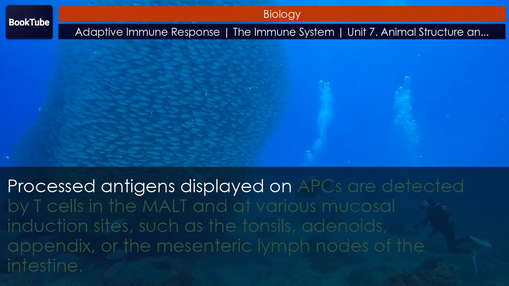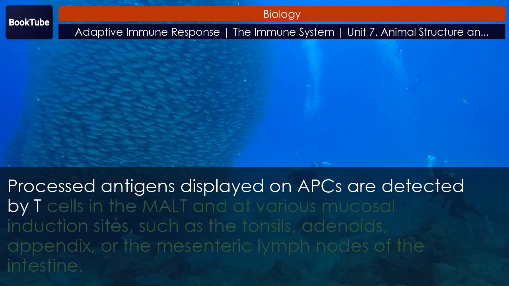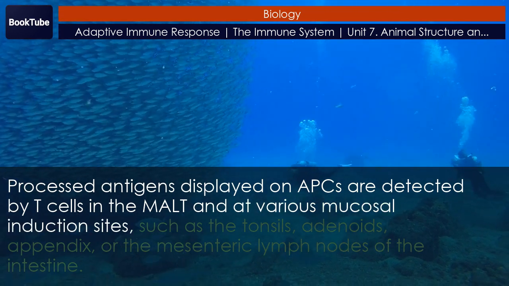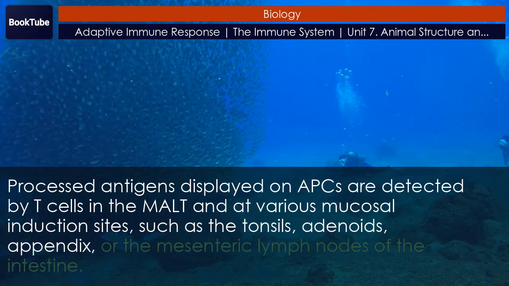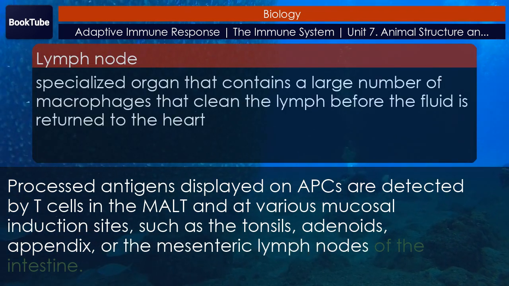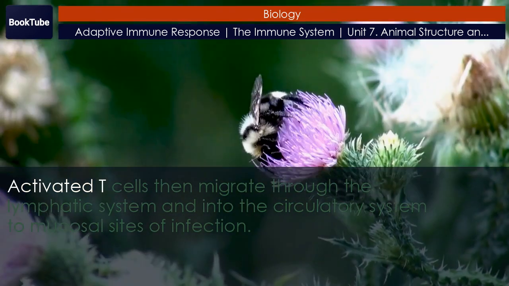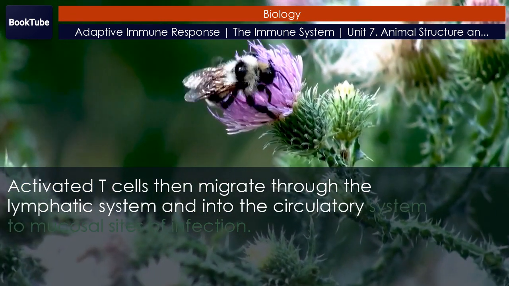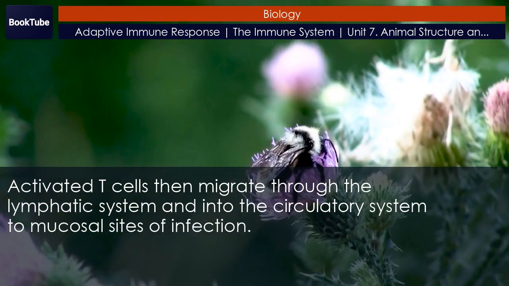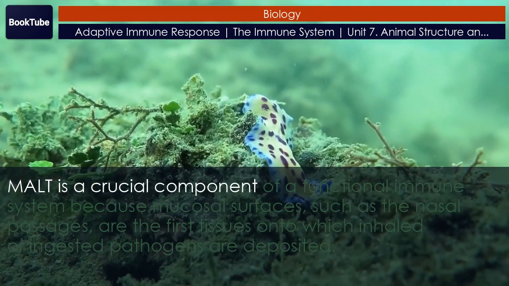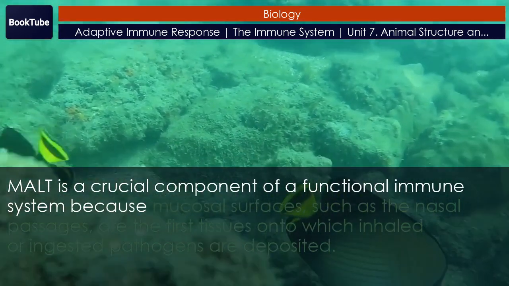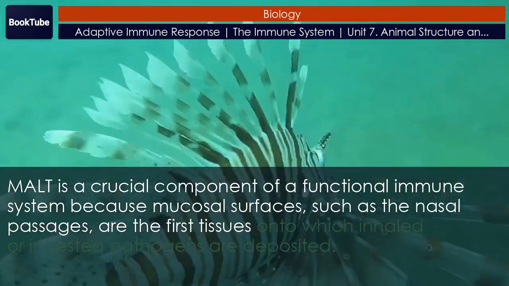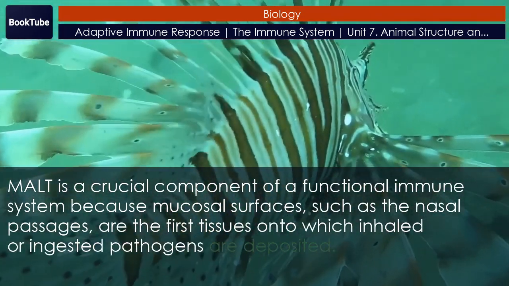Processed antigens displayed on APCs are detected by T cells in the MALT and at various mucosal induction sites, such as the tonsils, adenoids, appendix, or the mesenteric lymph nodes of the intestine. Activated T cells then migrate through the lymphatic system and into the circulatory system to mucosal sites of infection. MALT is a crucial component of a functional immune system because mucosal surfaces, such as the nasal passages, are the first tissues onto which inhaled or ingested pathogens are deposited.